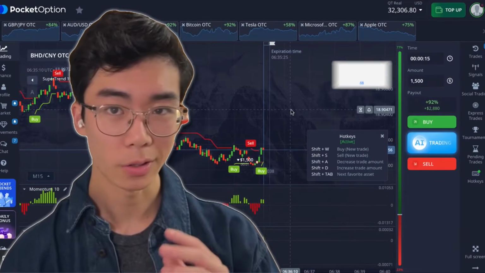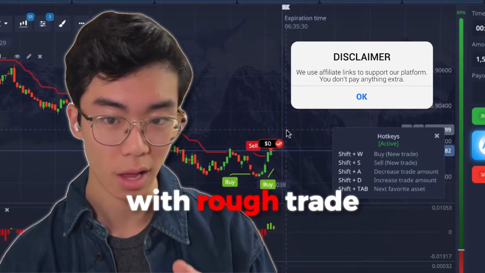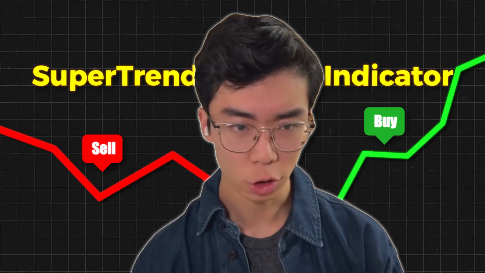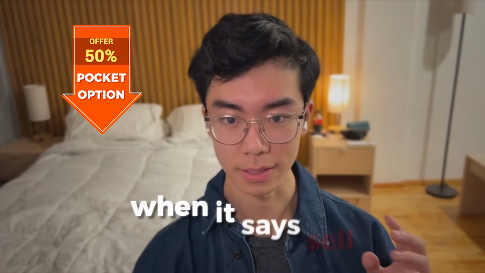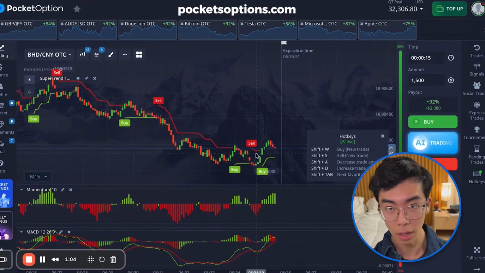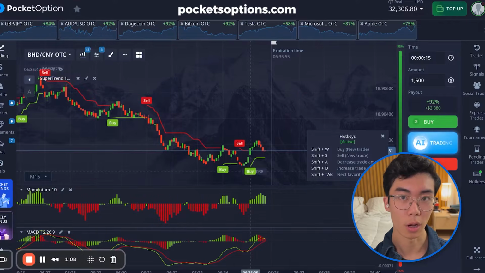All right, so traders, we're starting off this trading session with a rough trade. So we just lost a trade right there. So right here, we're doing the SuperTrend indicator, right? So we're basically following when it says sell and when it says buy pretty closely and following the general trends, okay? So what that means is if it's trending downwards, generally speaking, we'll sell, okay? So here it did do a sell, but like with any trading strategy, there is a percentage of lost trades.